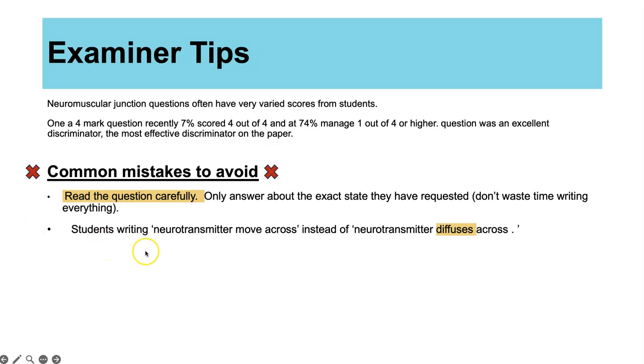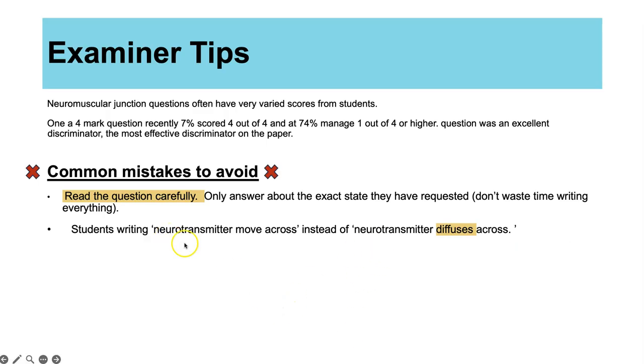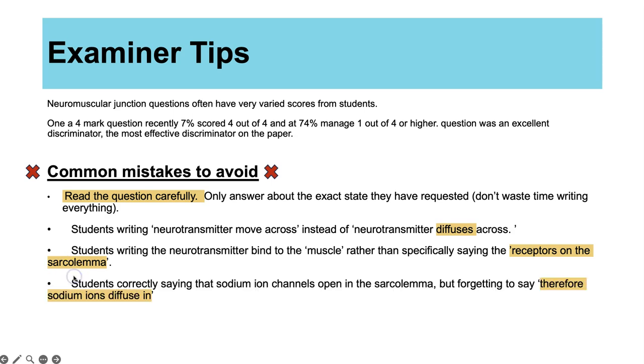Next then, students often write the neurotransmitter moves across. That won't get you a mark, because instead of saying move, you have to say it diffuses across the neuromuscular junction. That's the same with a synapse as well. The next point is that students, when talking about what the neurotransmitter binds to once it's diffused across, incorrectly say it binds to the muscle, rather than specifically saying it binds to receptors which are on the sarcolemma. So you would have to say it binds to receptors and that those are located on the sarcolemma.